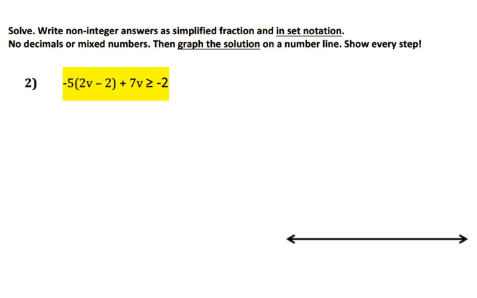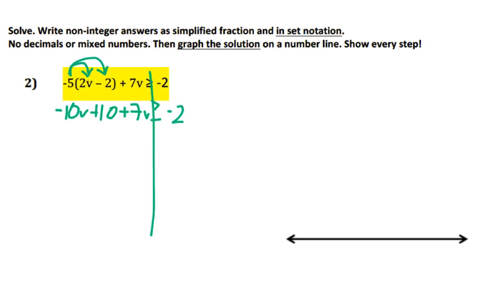Number 2. Again, let's go ahead and draw our line down from our inequality sign. And it looks like we got distributive property again. We have this negative 5 next to the parenthesis with things in it. So negative 5 times 2 v's is negative 10 v's. And negative 5 times negative 2 is positive 10. And then we have plus 7 v's. Our inequality sign didn't change because we didn't multiply or divide by a negative to both sides of our inequality.